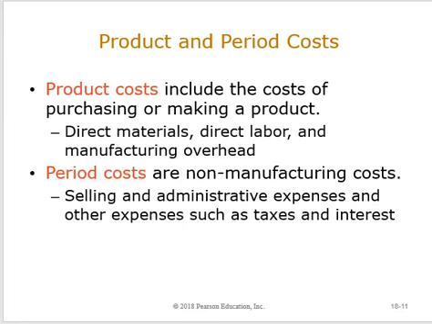All right, another important concept. I'm going to try not to make my videos too long to keep you all awake, but this first one will be longer because these concepts are really important, and if you've never seen it before, you got to get this. All right, the difference between a product and a period cost. Product costs include the cost of purchasing or making the product. So product costs will be your direct materials, direct labor, and manufacturing overhead.